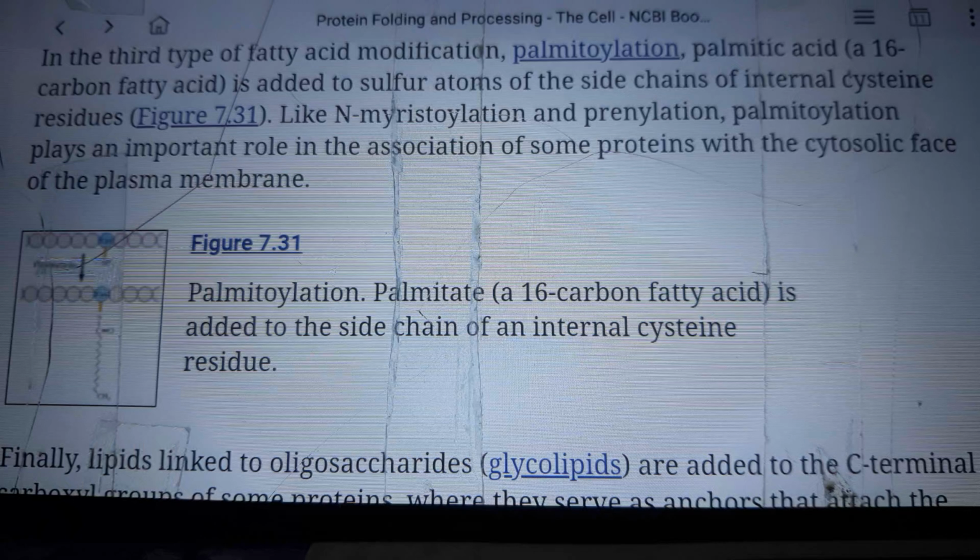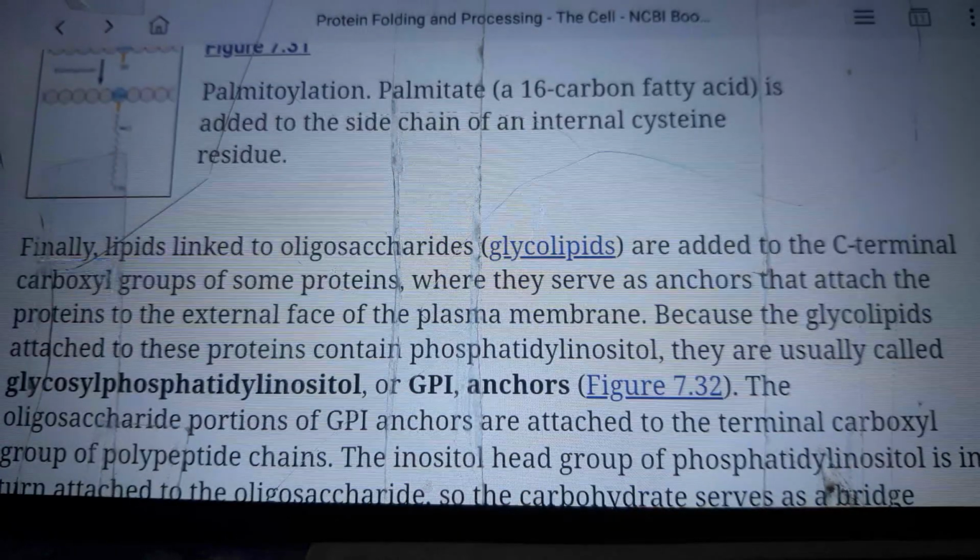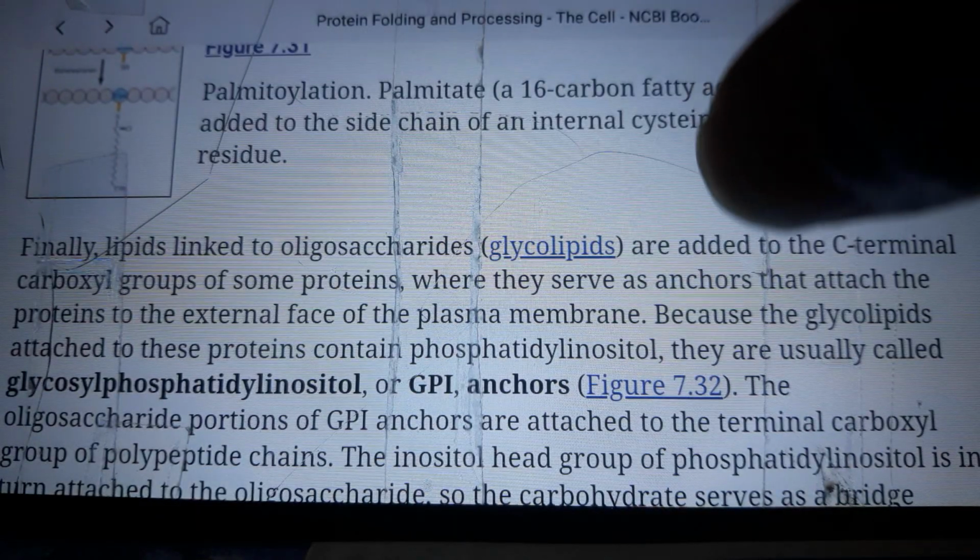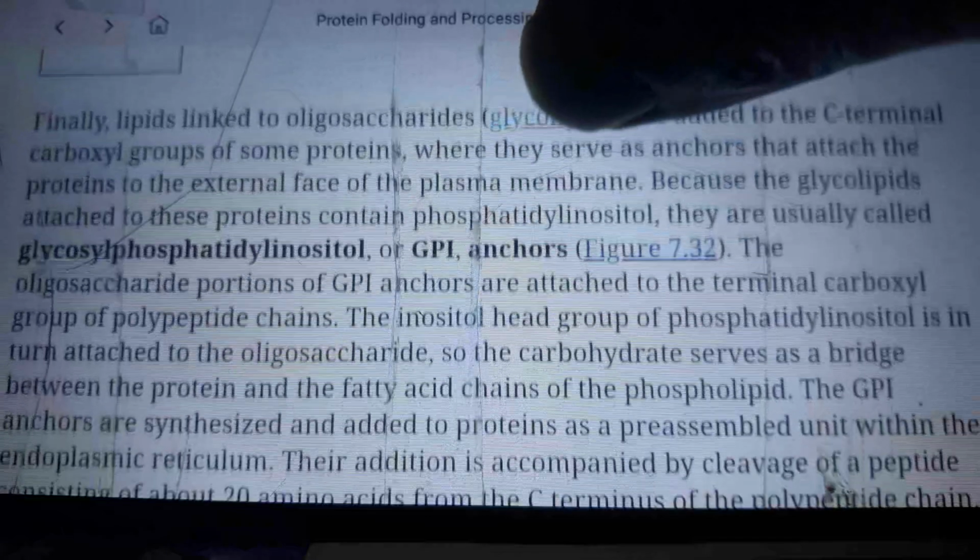And the third type of fatty acid modification is palmitoylation. Palmitic acid, a 16-carbon fatty acid, is added to sulfur atoms of the side chain of internal cysteine residues, shown in figure 7.31. Like myristoylation and prenylation, palmitoylation plays an important role in the association of some proteins with the cytosolic phase of the plasma membrane. Palmitate, a 16-carbon fatty acid, is added to the side chain of an internal cysteine residue.